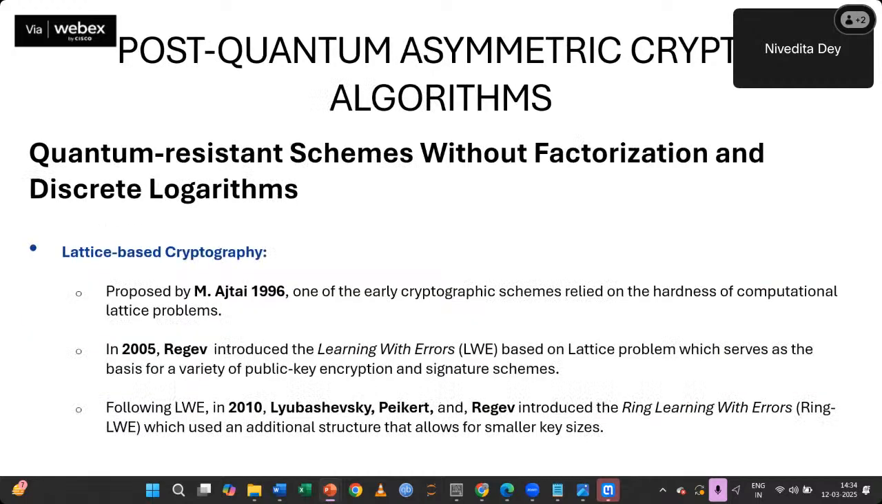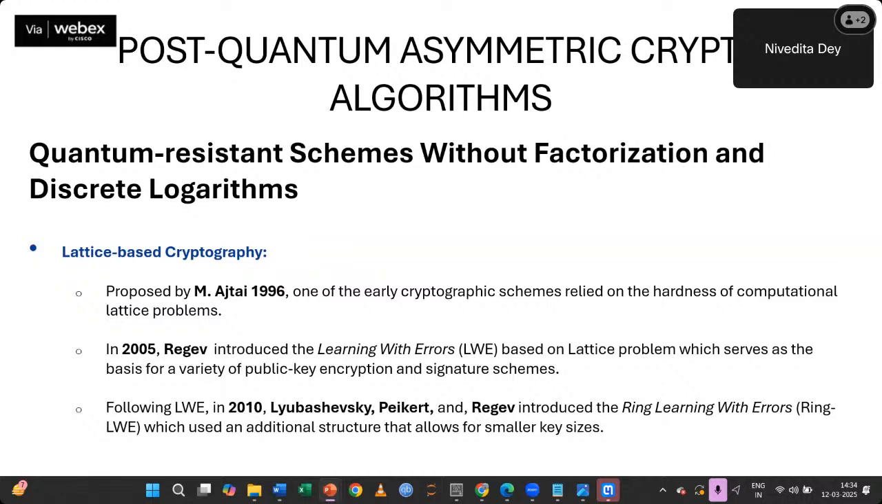So post-quantum asymmetric crypto algorithms, that is, quantum resistant schemes without factorization and discrete logarithms. So this is basically the quantum resistant schemes which are not using any factorization or discrete log. They are mostly based on learning with errors, based on the lattice problem. We will be discussing this PQC in a detailed way. This is just the introduction to PQC.